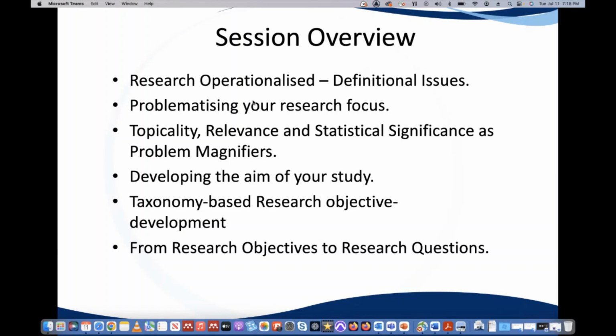What, as I've said, with the research focus that we have, the session will look at operationalizing the definitions that guide how we work through this. I will also help you to better problematize the area that you're focused on or have chosen as your focus, and actually test whether it's a worthy problem for you to focus on, and how you specify that problem.